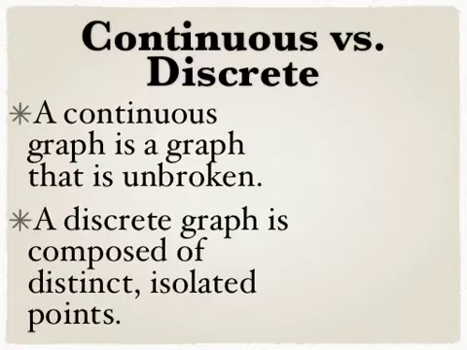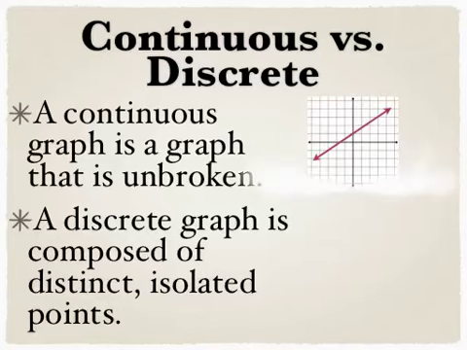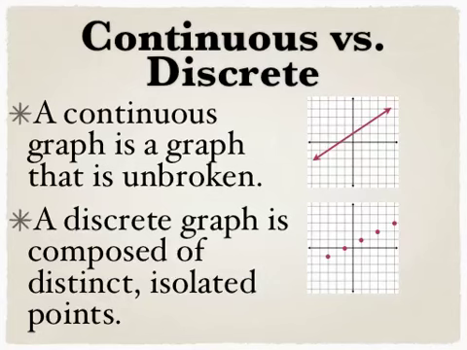When you're looking at continuous versus discrete, a continuous graph is a graph that is unbroken. So this would be an example of a continuous graph. I have my coordinate plane. On the graph, I have a straight line and there's no broken pieces. It is a continuous line. A discrete graph is composed of distinct isolated points. A discrete graph is going to look like this. So notice they are not connected in any way. They are just points that have been plotted on the coordinate plane. They do have a relationship to each other, but we can't draw a line through them. So continuous, there's going to be a line going through it. Discrete, it's just going to be points that are not connected.